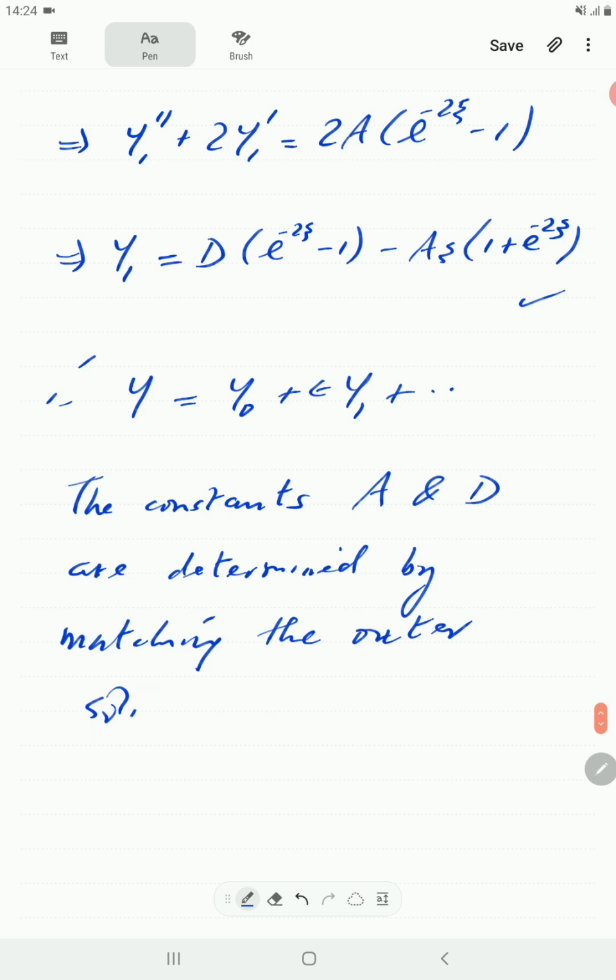So in the next video we are going to look at a criterion for matching the inner and the outer solutions, and then using that criterion we are going to determine the values of A and D.